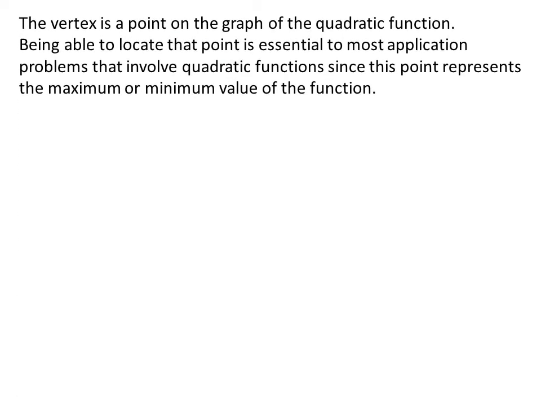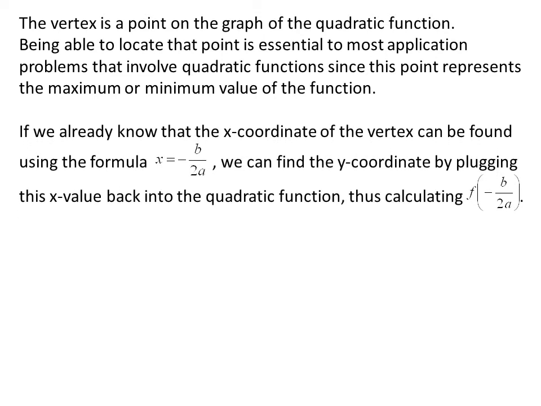The vertex is a point on the graph of the quadratic function. Being able to locate that point is essential to most application problems that involve quadratic functions, since this point represents the minimum or maximum value of the function. If we already know that the x-coordinate of the vertex can be found using x equals negative b over 2a, we can find the y-coordinate by plugging this x value back into the quadratic function, thus calculating f of negative b over 2a.